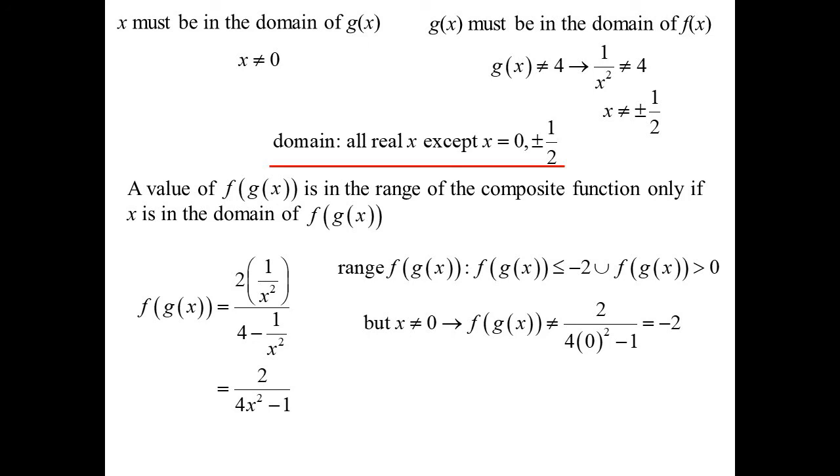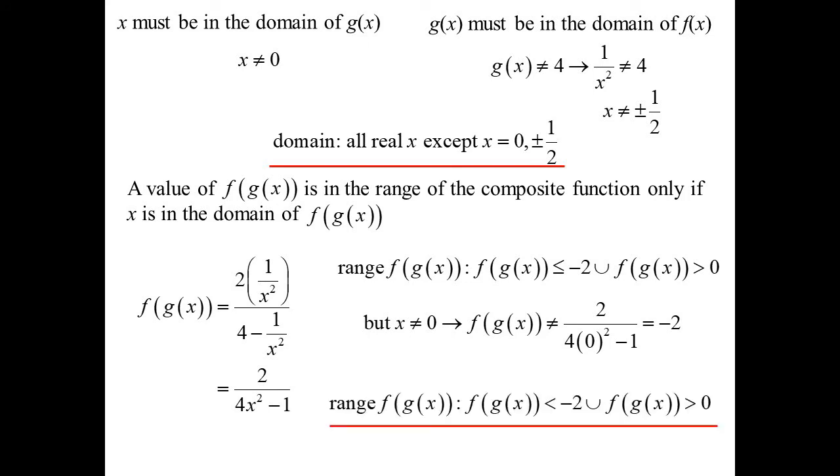So because we know x isn't in the domain, whatever that result is, we have to pull out of the range. So we can't get -2. Other than that, we're fine. All it does for our particular one is, instead of the range being less than or equal to -2, we're saying for the composite function we can't get -2. So the range would be less than -2 and greater than 0.